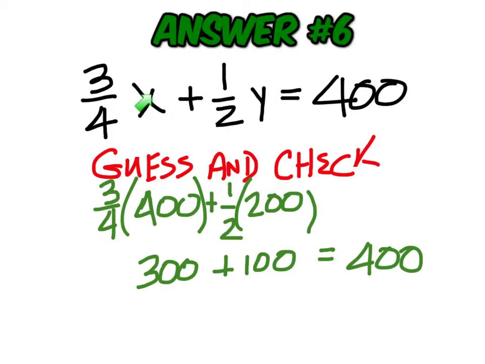You have to put something in here that when you multiply it by 3/4 or 0.75, it's going to come out to be something that when you add it with this, when you multiply this number by 0.5 or a half, and you add the two together, you get 400. So after some guessing and checking, if you put 400 in here, 3/4 of 400 is 300, and half of 200 is 100. You add those together to get 400.